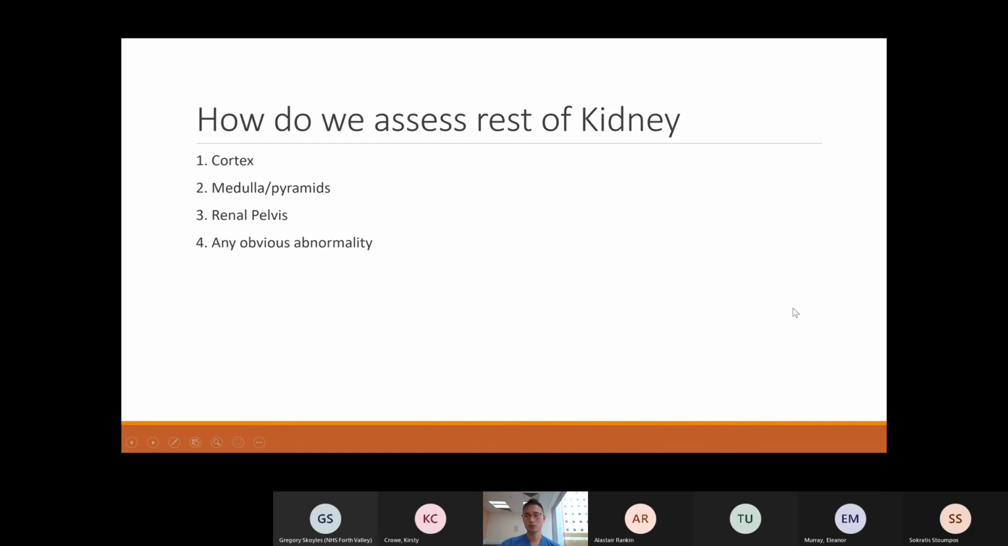So we have got a kidney length. How else do we assess the rest of the kidney? I suggest going from outside the kidney towards inside. The outermost layer is the cortex. Then you look at the medulla. Then you look at the renal pelvis. And obviously, you look for any other abnormality that's there. That's how you can not forget what to look for. So we're going to look first into the renal cortex.